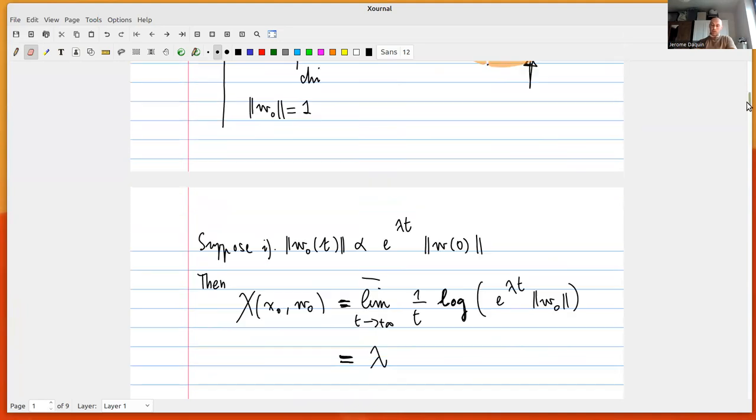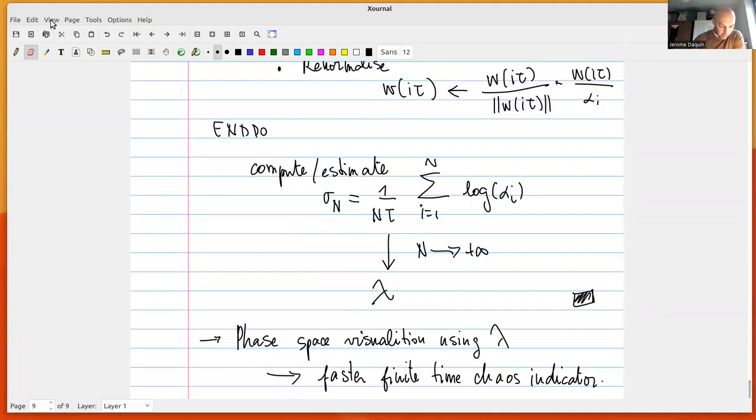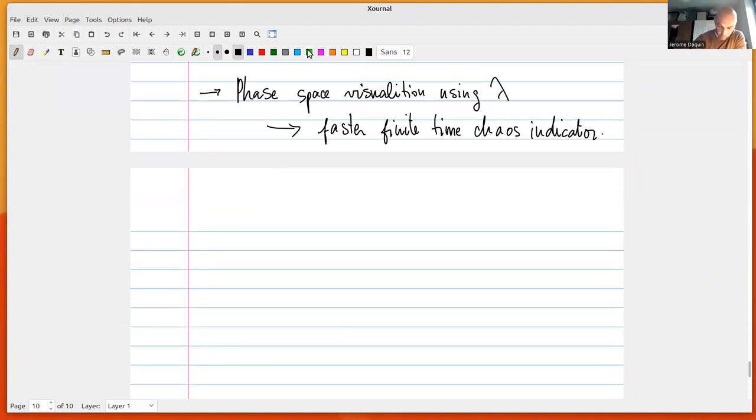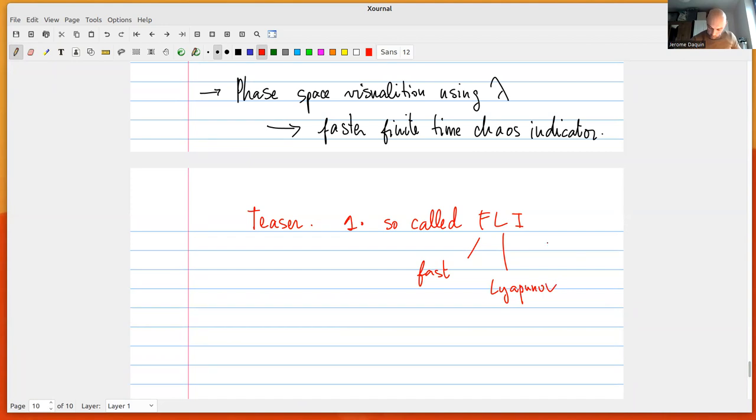So I will talk about, well, I can write it here, because maybe some students like to have a look before the next lecture. New page. Teaser: one, the so-called FLI, which is the fast Lyapunov indicator. And this is a wonderful tool introduced by Claude Froeschlé in '97.